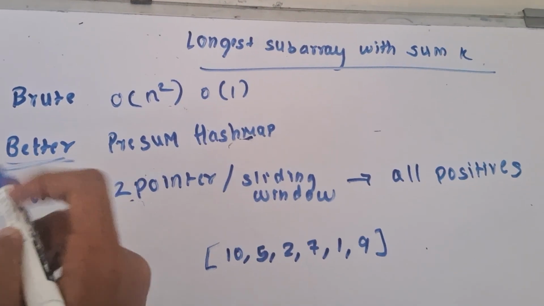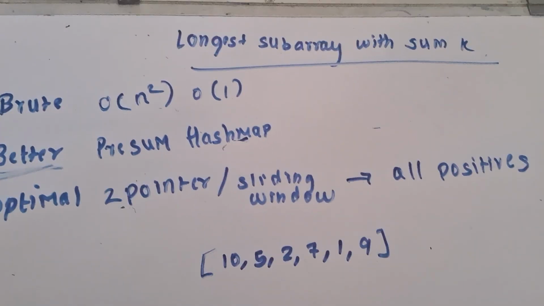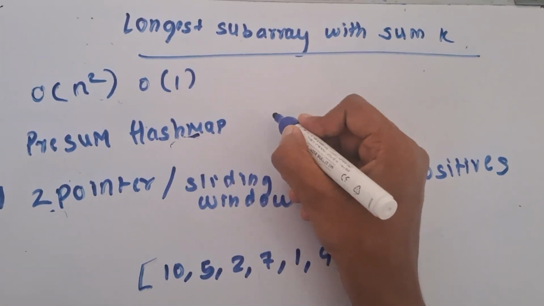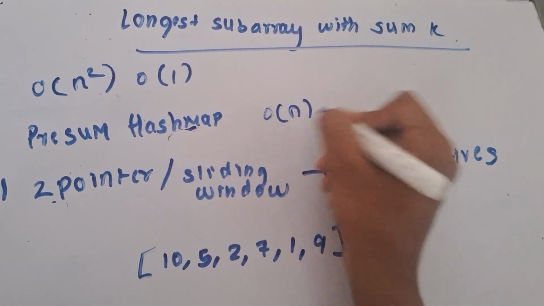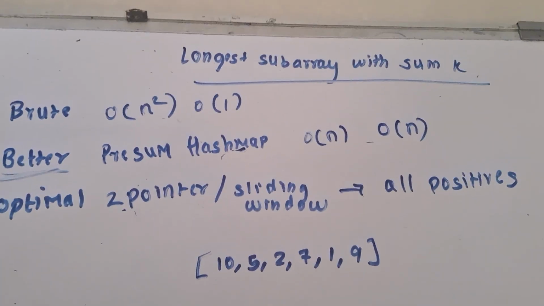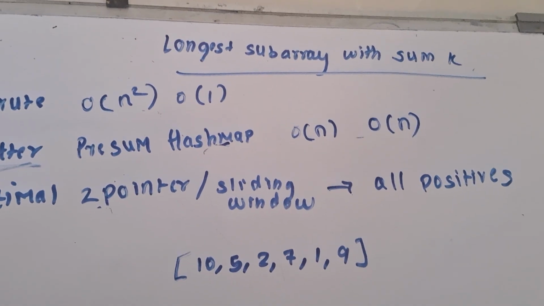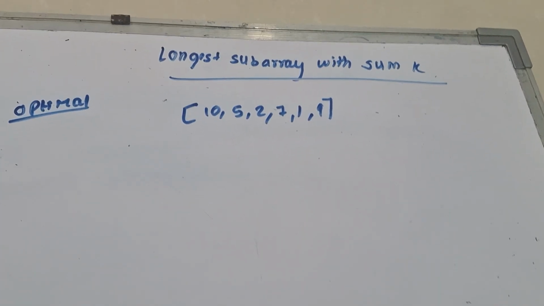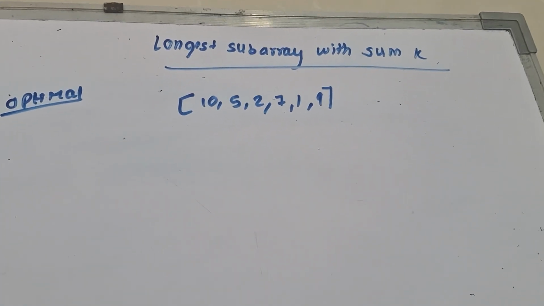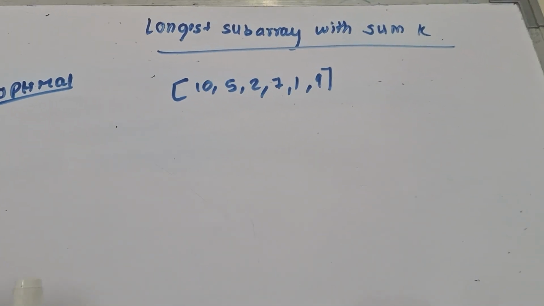And the better approach is the prefix sum hash map approach. This approach works everywhere and it takes time complexity of O(n) and space complexity of O(n), as we have used a hash map. So this approach would be the optimal approach if our array contains negatives. So we are going to start with our optimal approach first because it's the easiest to grasp and it will be easy for you to learn as well.